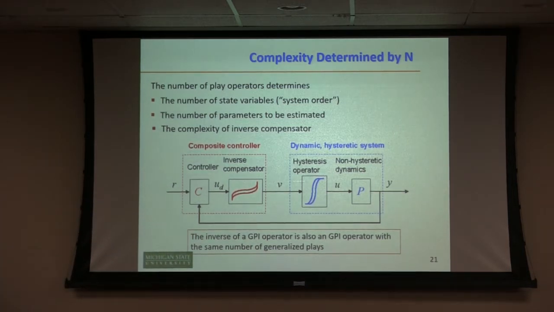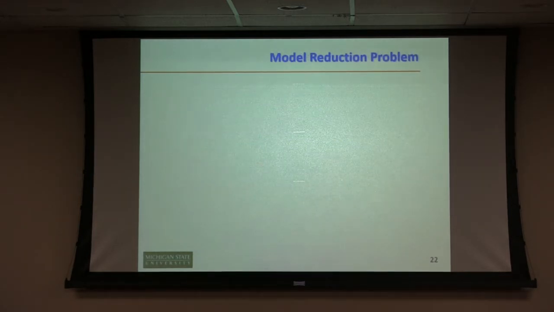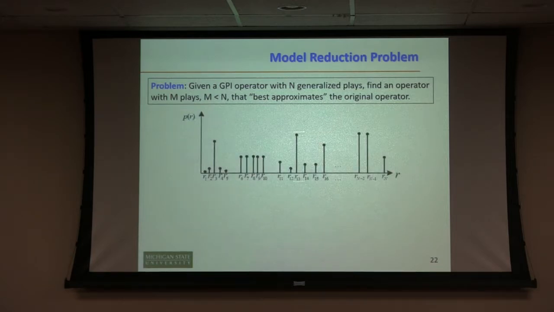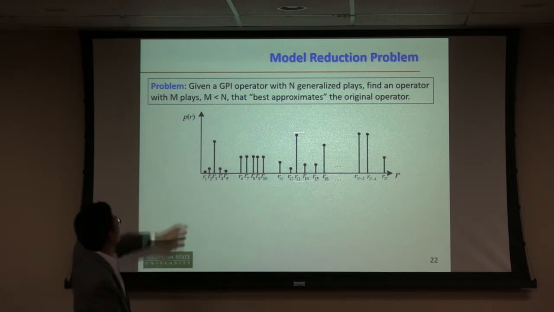So really, if I can get this play operator number down, I can have a similar system. So here's a model reduction problem. Given such an operator with capital N generalized plays, can you find an operator with only M plays? M, of course, should be less than N, that best approximates the original operator. I said best approximate with quotation marks because I haven't even said what would be optimal. What would I mean by that? Hopefully we can get to that here. In this case, I'm just showing you a graphical example.